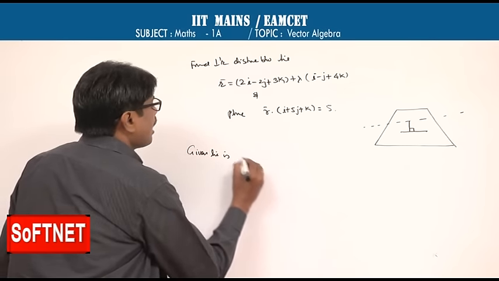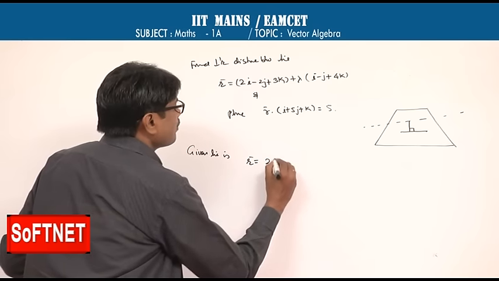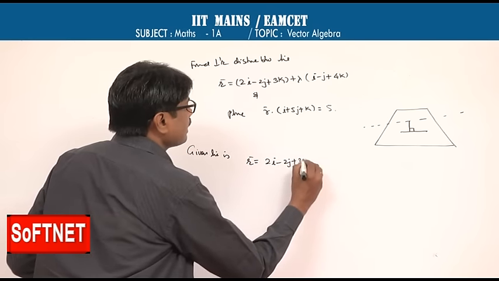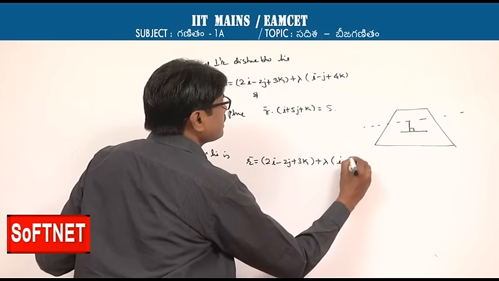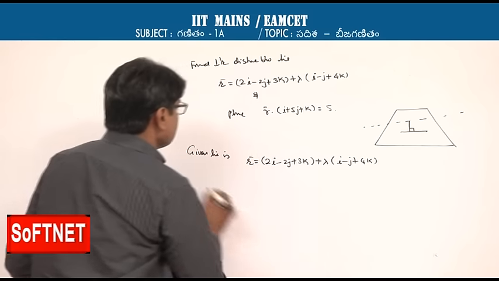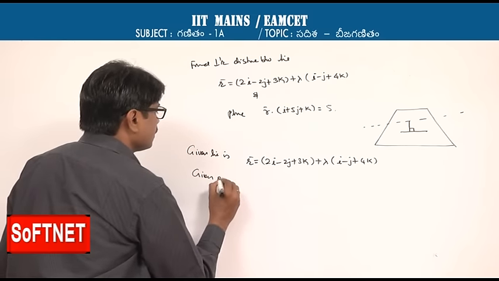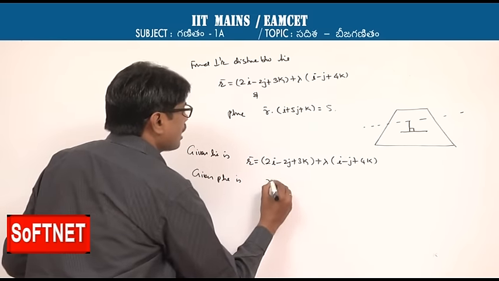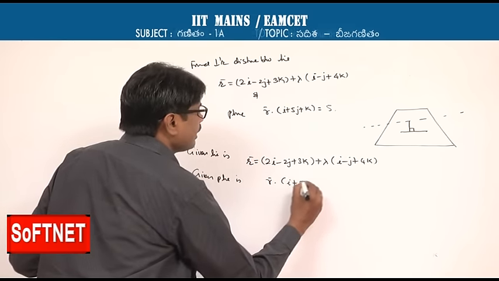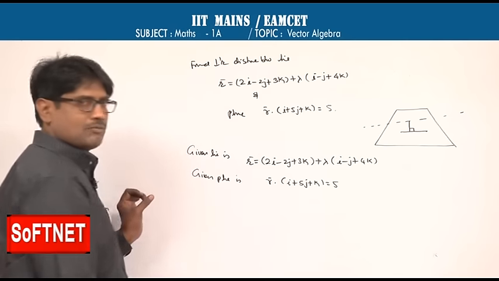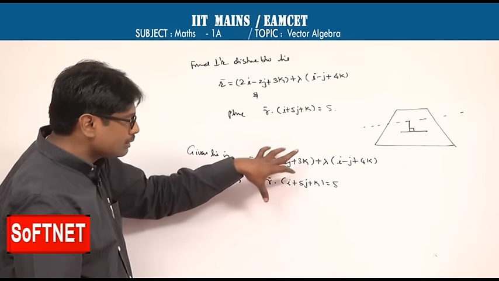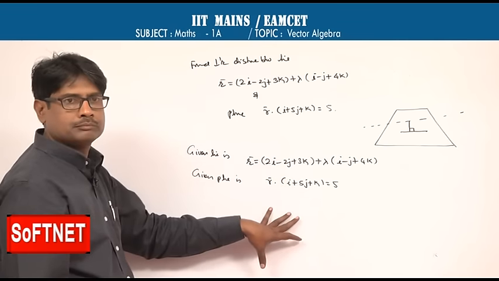Given line is r bar is equal to 2i bar minus 2j bar plus 3k bar plus lambda times of i bar minus j bar plus 4k bar. Given plane is r bar dot (i bar plus 5j bar plus k bar) is equal to 5. Now we are supposed to find the perpendicular distance from the line to this plane.